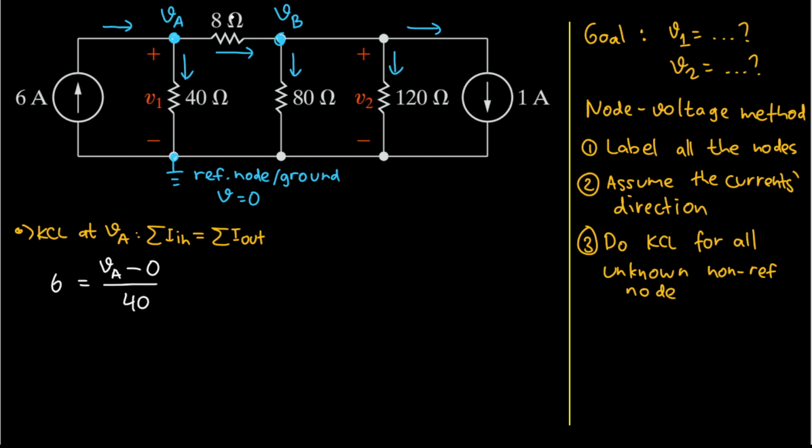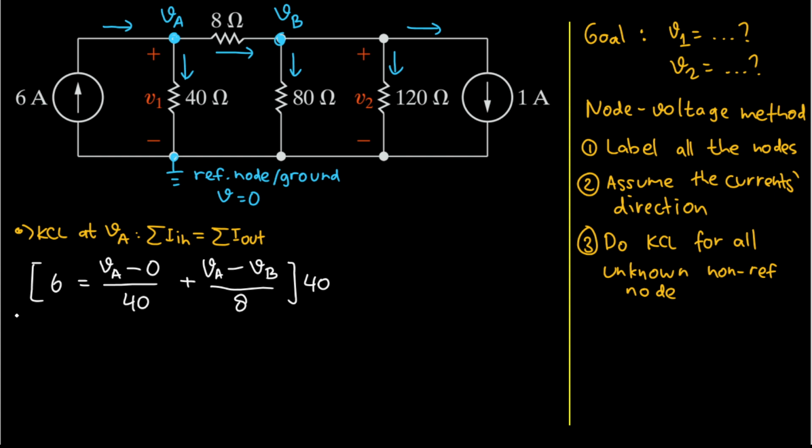Good. And now we move on to this current here. The current originates from VA, so I will have VA here, and then the current goes to VB, so I will subtract VB from it. Again, to get the current, we need to divide it by the resistance between them, so I will have 8 here. Good. Now we can multiply both sides by 40 to get rid of the denominator, right?